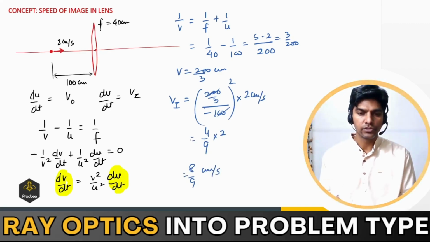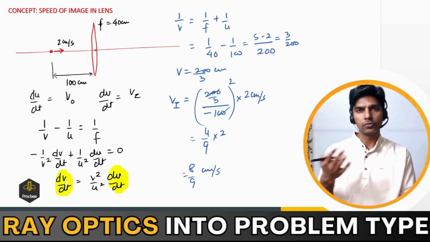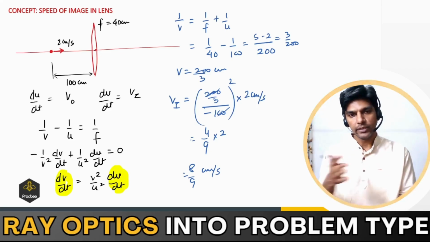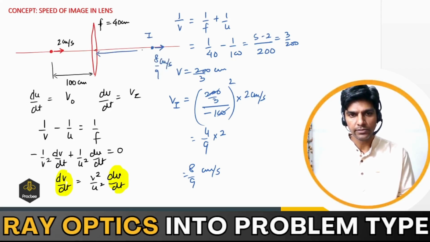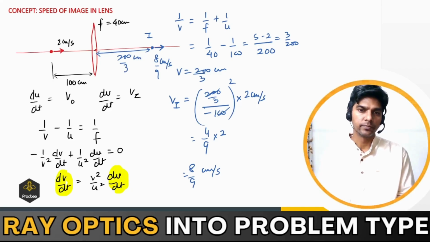So that will be the velocity of the image, and the velocity of the image comes out to be positive. It means it is also going in the right direction. Somewhere here we have the image, and it is going in the right direction with 8 by 9 centimeter per second, and the distance of the image is 200 by 3 centimeter.